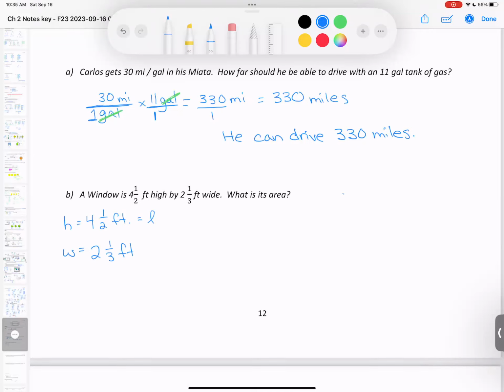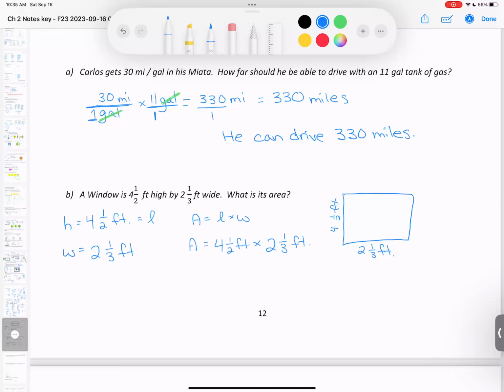We know because if you think about the window, here's our window. We're saying it's 4.5 feet high and 2 1/3 feet wide. Pardon my scale, it's obviously not correct, but we still get the idea there. Okay, so we know area is length times width, or height times width in this case. So area is going to be 4.5 feet by 2 1/3 feet.